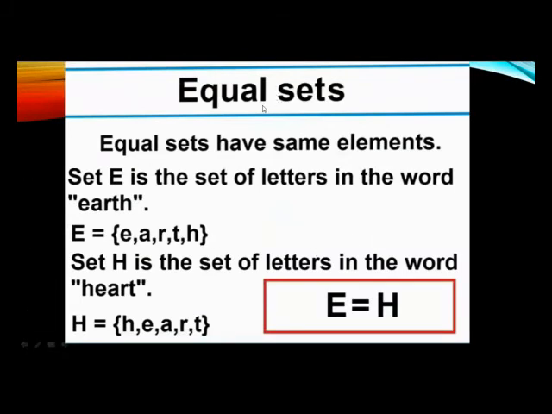The next is equal sets. Equal sets have the same elements, so keep in mind they have the same elements. Set E is the set of letters in the word earth. So E is equal to {E, A, R, T, H}. Set H is the set of letters in the word heart. It also has five elements, so it can be written as H equal to {H, E, A, R, T}. It means both sets E and H have the same five elements. So E equal to H, meaning set E is equal to set H.